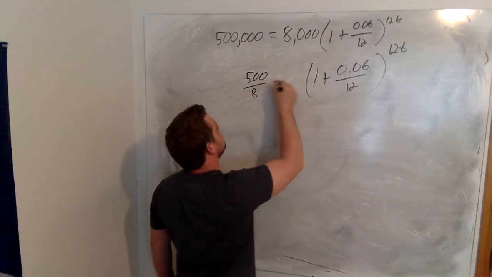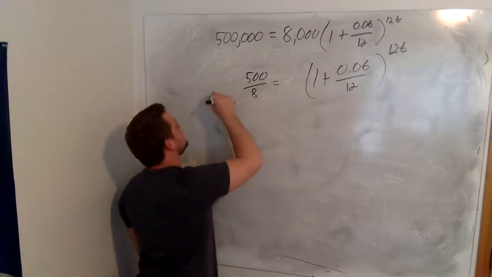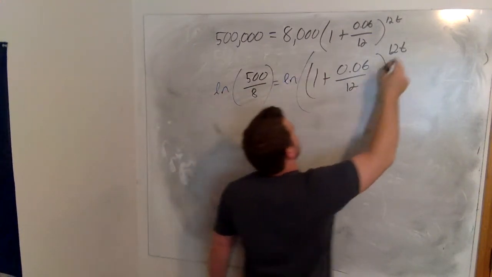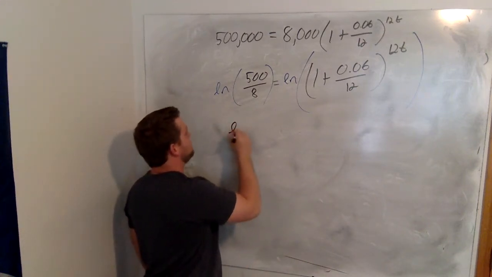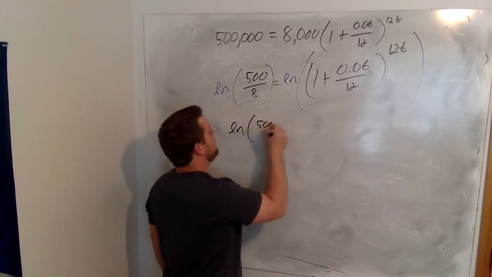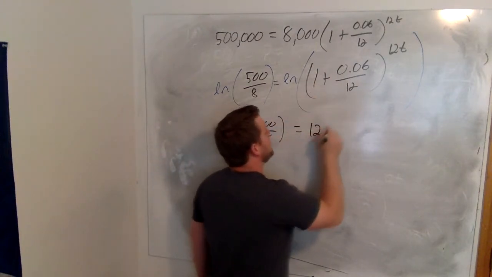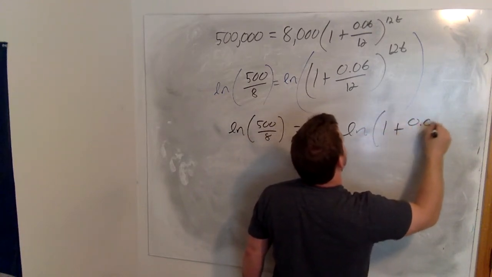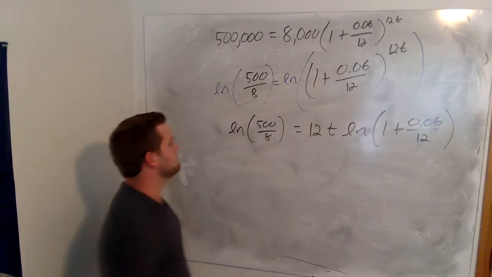Now what do we want to do to both sides? Well, I want to get this t out of this exponent, so we're going to take the natural log of both sides. So we'll have the natural log of 500 divided by 8. That's going to be equal to what? 12t times the natural log of 1 plus 0.06 over 12. The 12t moved out front.